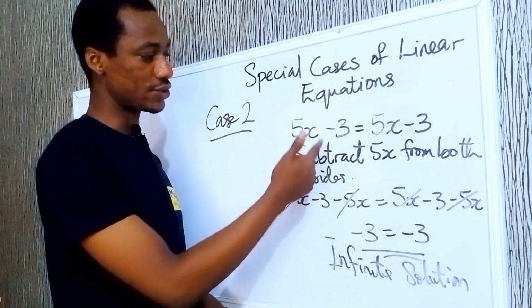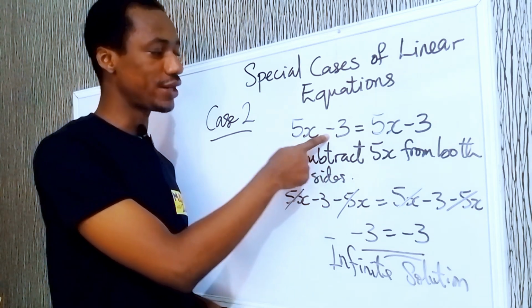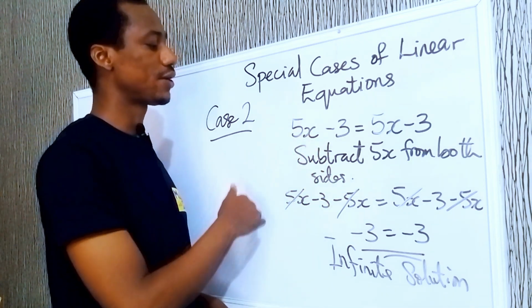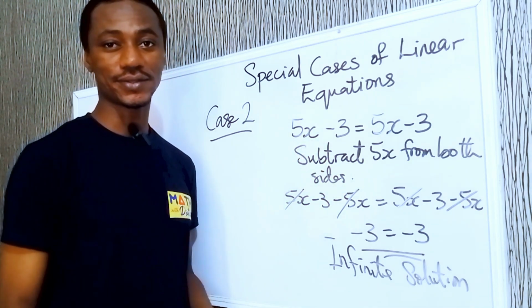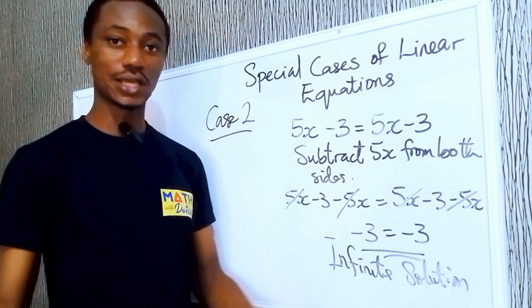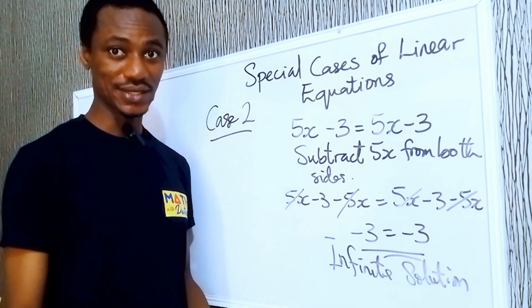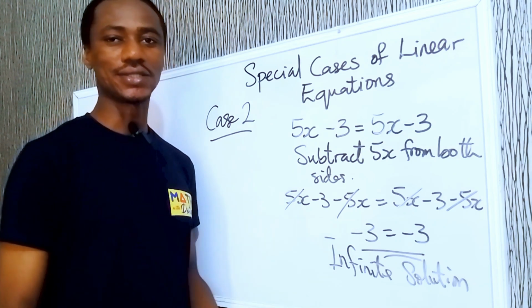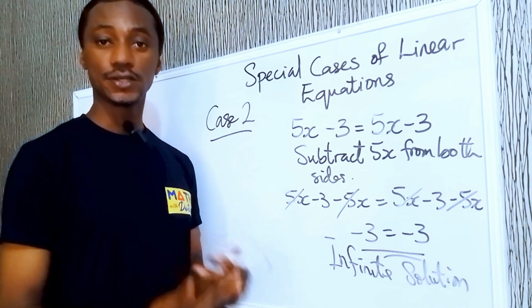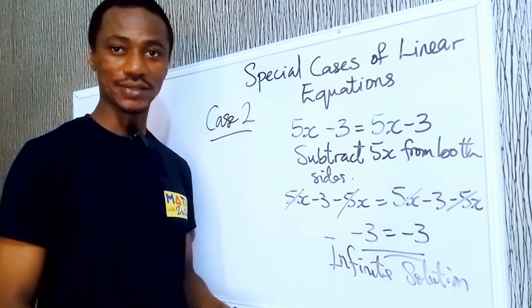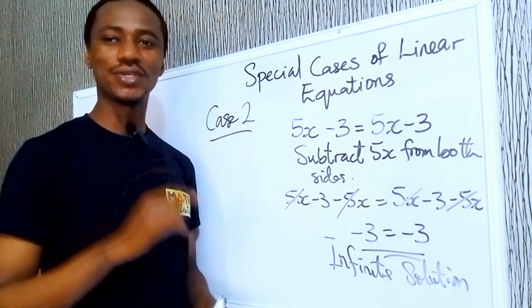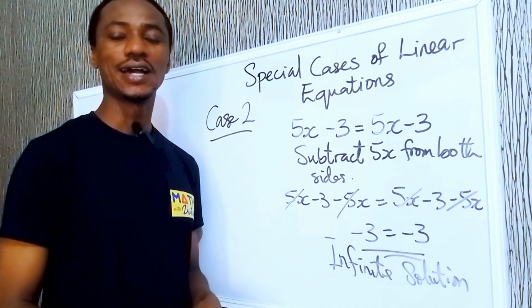The same thing here, if you had added 3 to both sides, you'll be left with 5x equals 5x. You divide both sides by 5, you'll be left with x equals x. Alright, that shows you that it's an infinite solution. I believe it's clear.